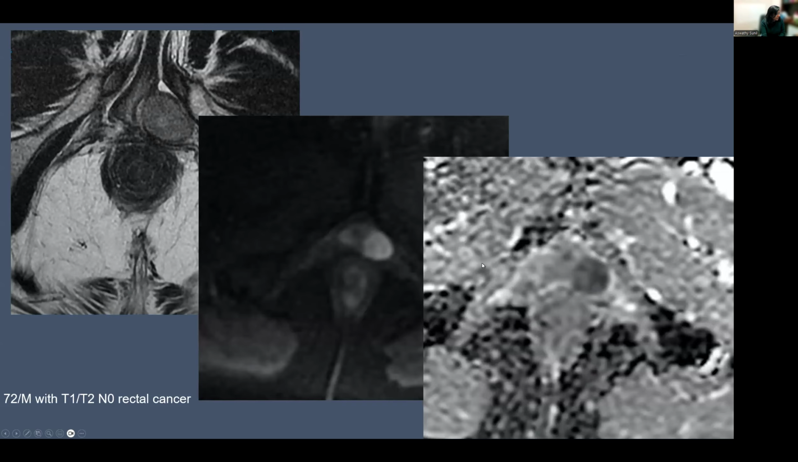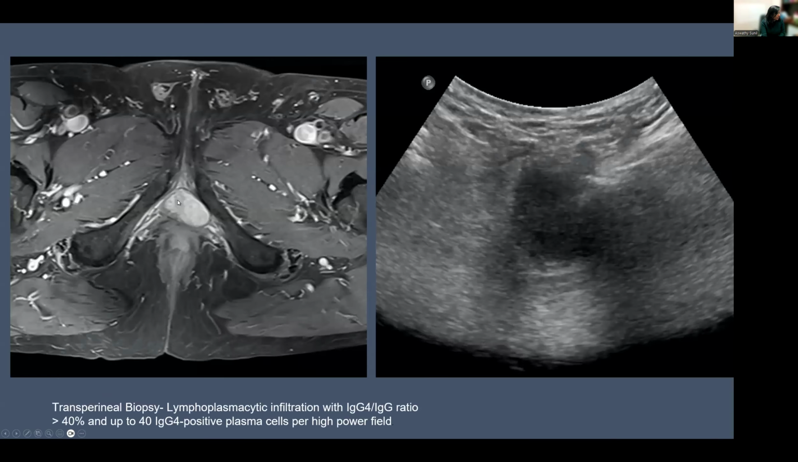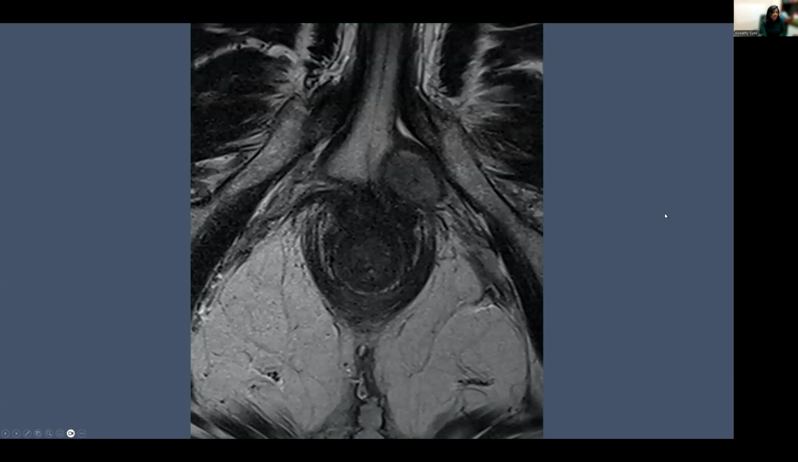This is an interesting case. It's not exactly in the prostate. This is a 72-year-old male who presented to us with suspected rectal carcinoma. You see this T2 intermediate signal lesion just inferior to the prostate gland with restricted diffusion and intense post-contrast enhancement. We did a transperineal ultrasound-guided biopsy of the lesion, which showed IgG4-related disease. He was treated with steroids, and in fact, there was a reduction in size of the lesion after a couple of months.